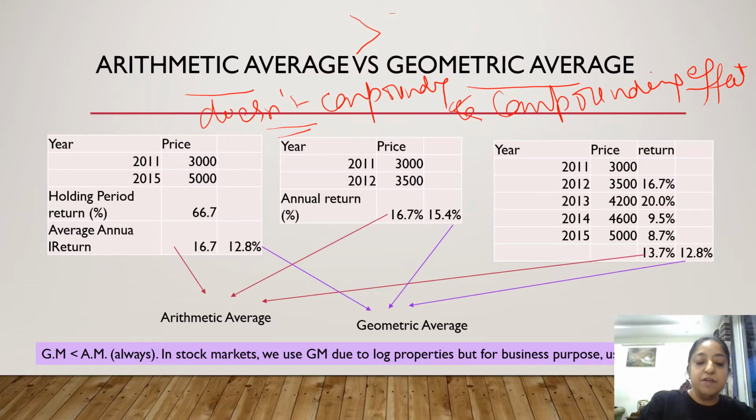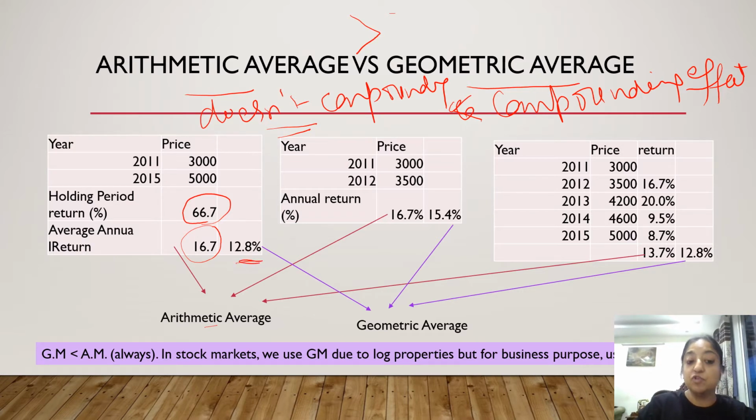Let's see. If it is 2011 to 2015, this is the holding period. These are 5 years, so I divide it by 5. If we calculate the arithmetic average, it comes out to be 16.7%.